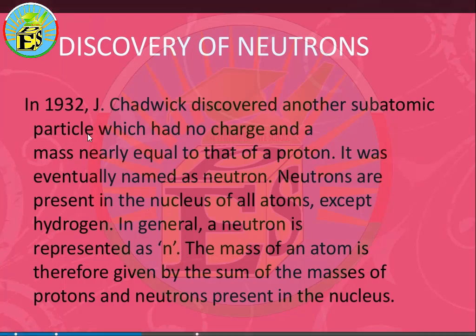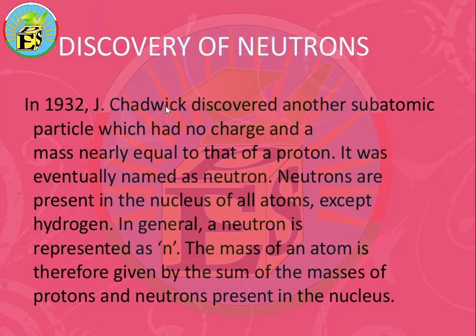Discovery of neutrons. In 1932, Chadwick discovered another subatomic particle which had no charge and a mass nearly equal to that of protons. It was eventually named the neutron. Neutrons are present in the nucleus of atoms except hydrogen. In general, the neutron is represented as N. The mass of an atom is therefore given by the sum of the masses of the protons and neutrons present in the nucleus.